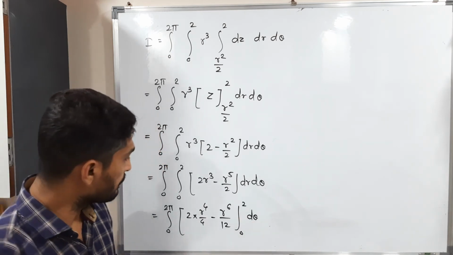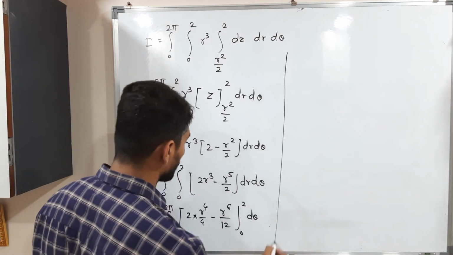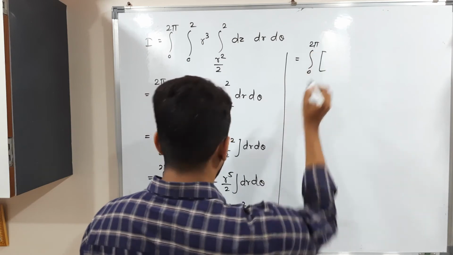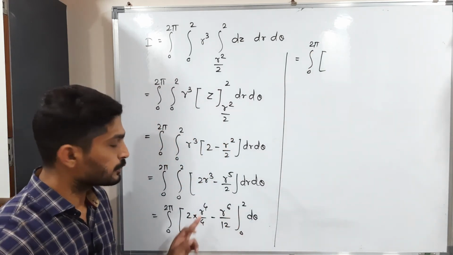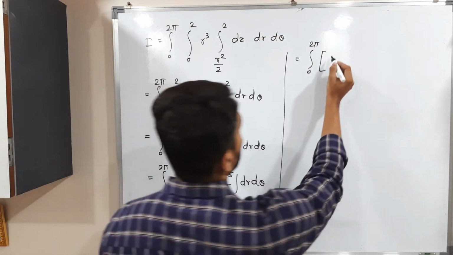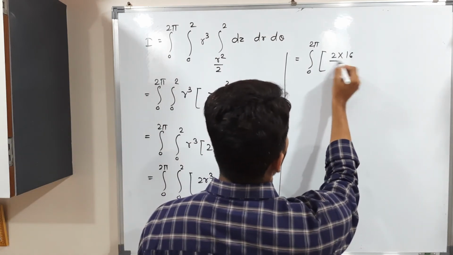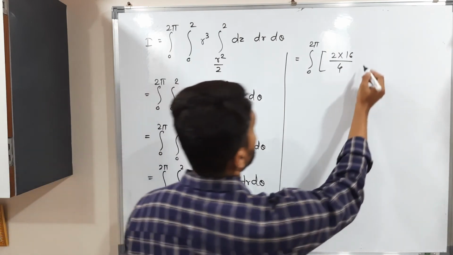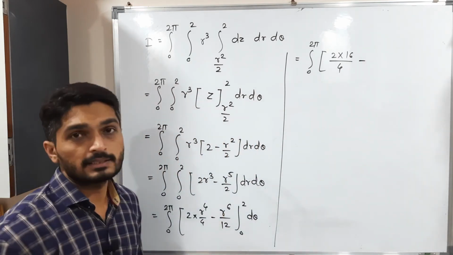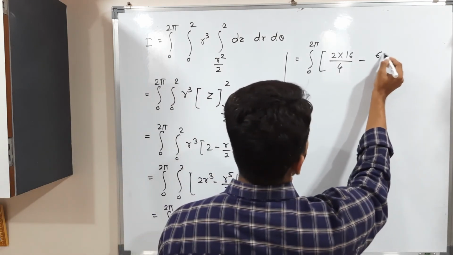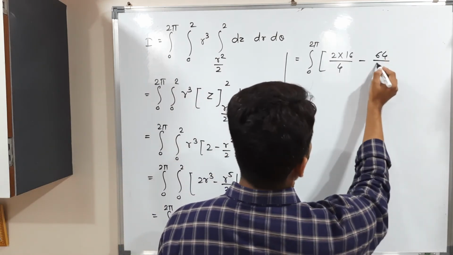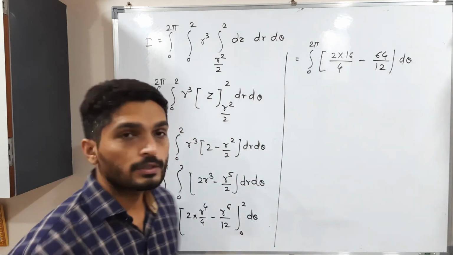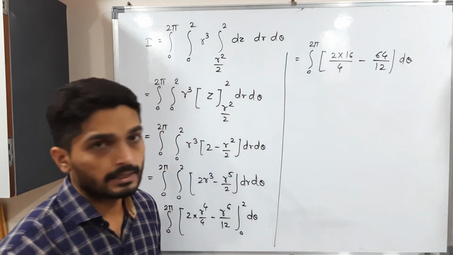So now let us put the upper limit and lower limit and see what will happen. So integration 0 to 2 pi. I am putting upper limit 2. So 2 raised to 4, I will mention 2 into 16 by 4, correct? Minus 2 raised to 6. 2 raised to 6 is 64 divided by 12, d theta. If I put 0, we will have 0, so I skip that step.